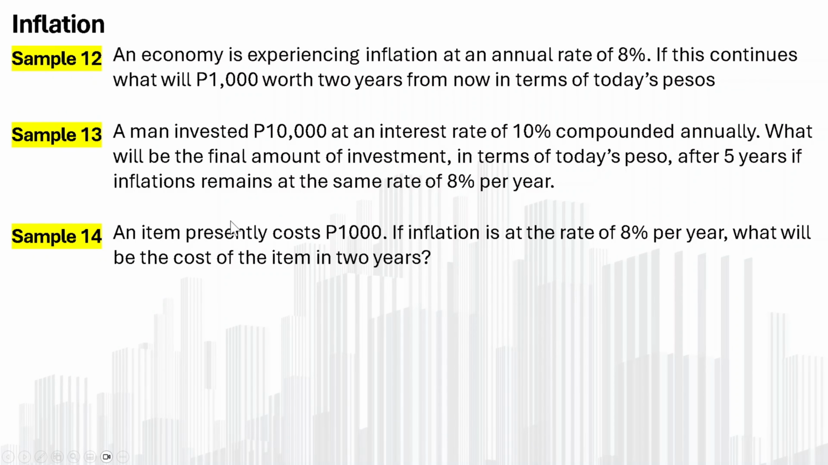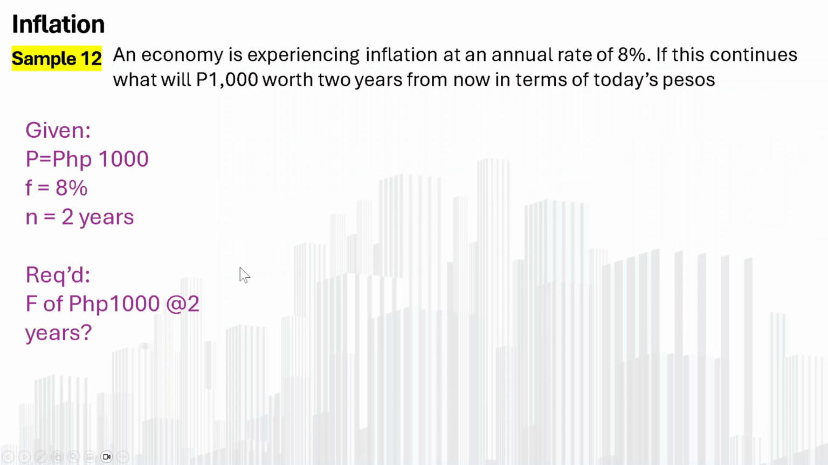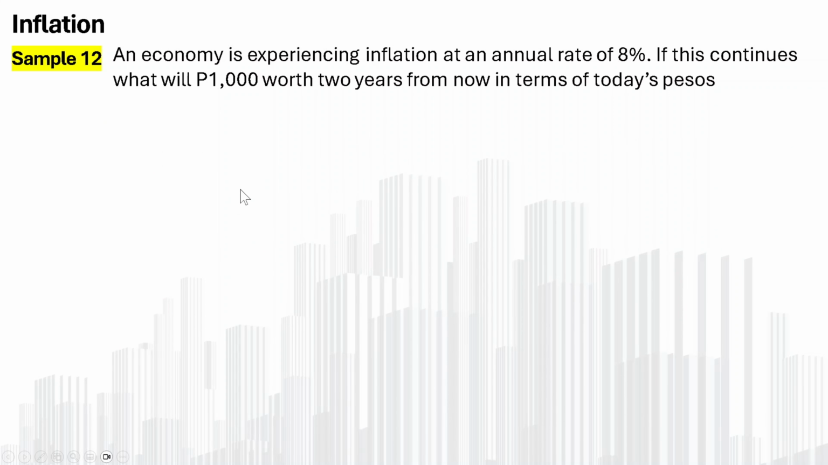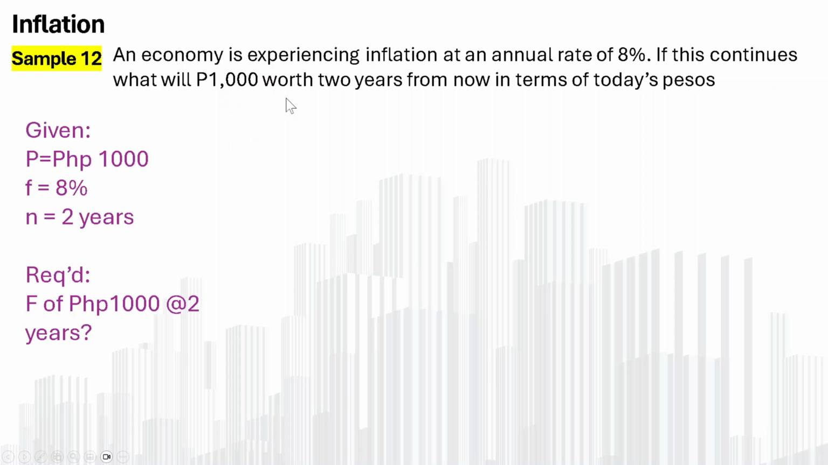So we have these three samples here. So let's use them. For example, here we have an economy experiencing inflation at an annual rate of 8%. So that is your inflation rate. If this continues, what will 1,000 pesos be worth 2 years from now in terms of today's peso? So from here, we know yung principal value natin is 1,000, and yung inflation rate natin dito is 8% at the period of 2 years.